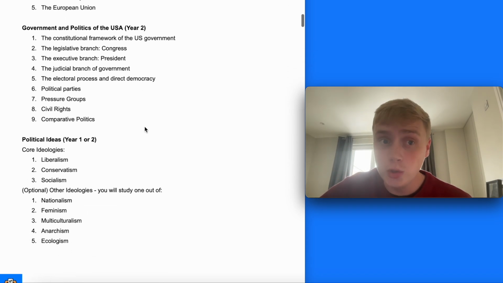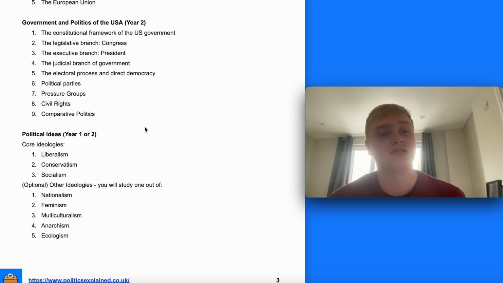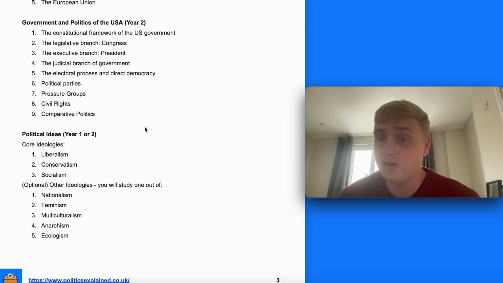Then paper 2 is government and politics of the USA. So that's again looking at very similar topics to those in Edexcel, also including a comparative element with the UK.